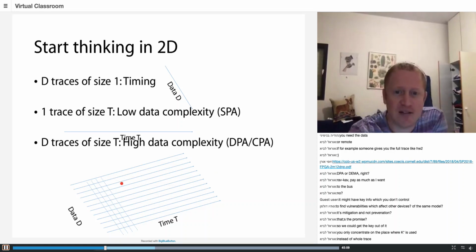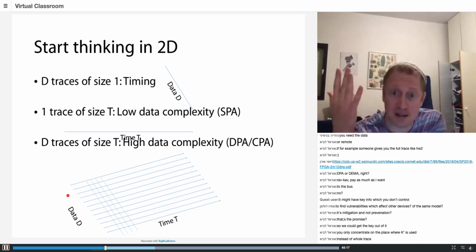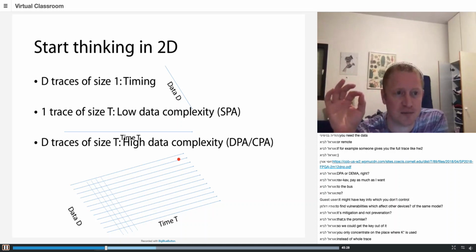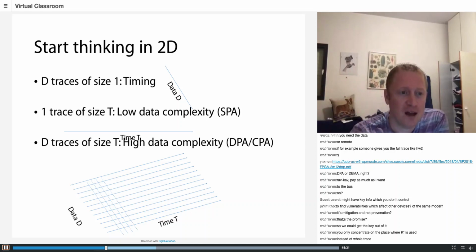I have D traces. Each one of these traces has its own input, its own associated plaintext. But I don't have one scalar saying the time. I have a huge array, millions of points with this power trace, right? So this is my data structure. Do you understand why I have this array looking thing? Why I have this data structure?